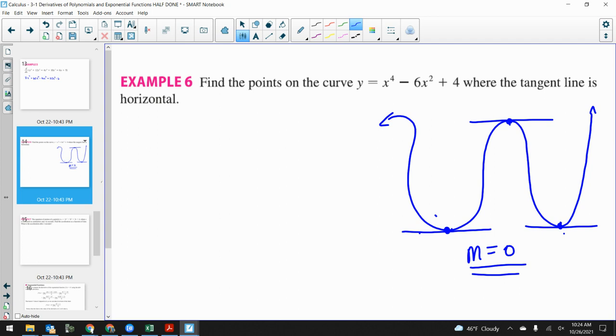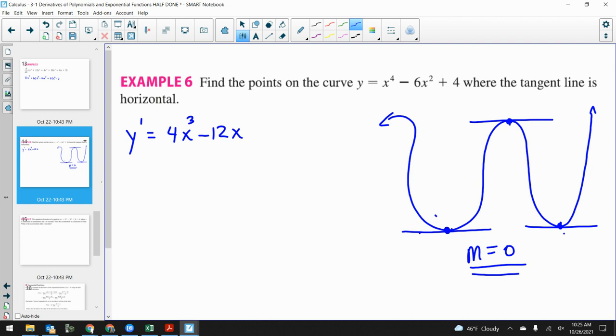Okay, well, what kind of equation is the slope? The derivative is the slope, right? The derivative is the slope. So let's find the derivative. Let's find y prime, because the y prime is the equation of the slope. Oh man, this is so easy with our polynomial rule. 4x to the 3rd minus 12x. And the plus 4 goes bye-bye, because it's just the constant sitting out in the end. So that's the equation of our slope.